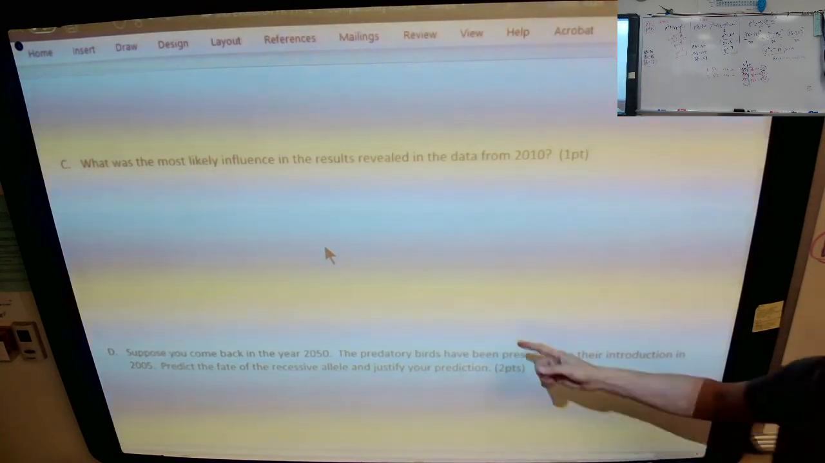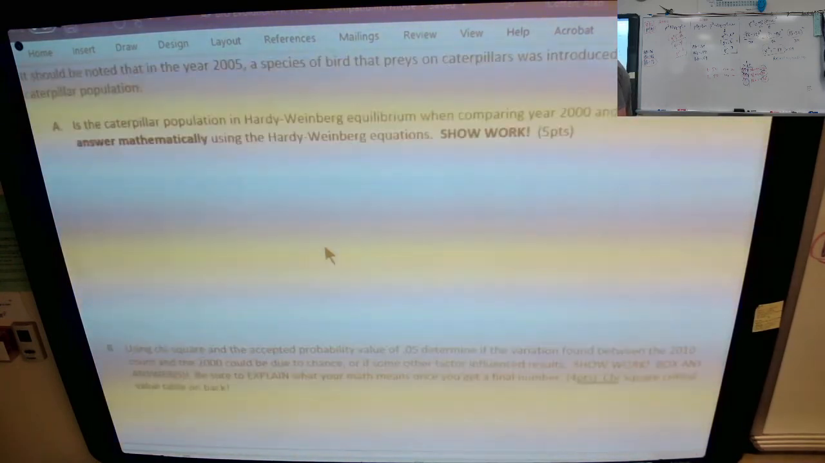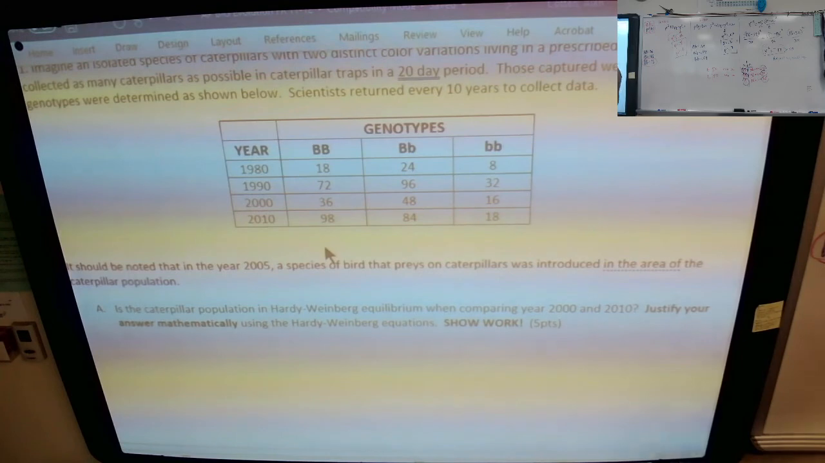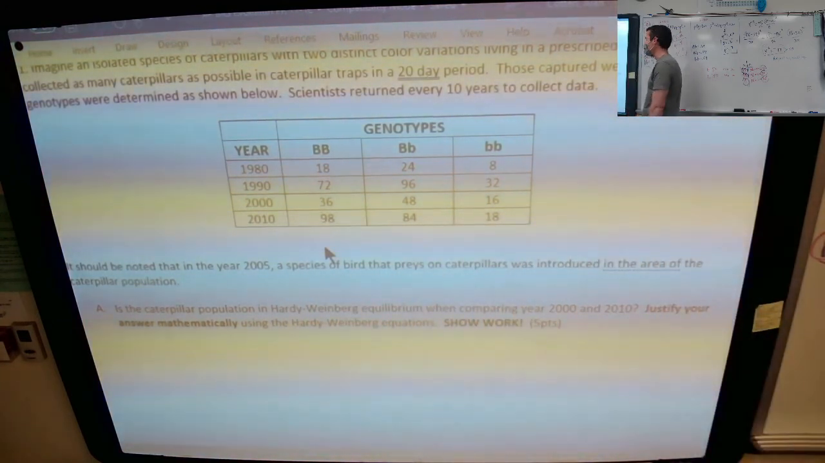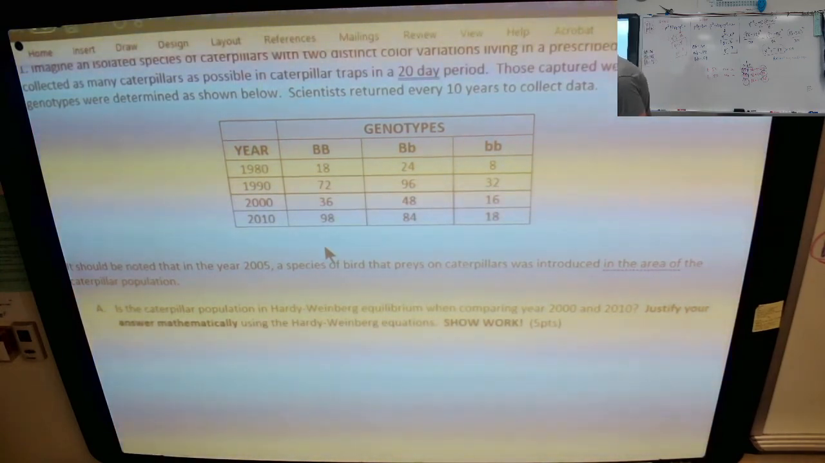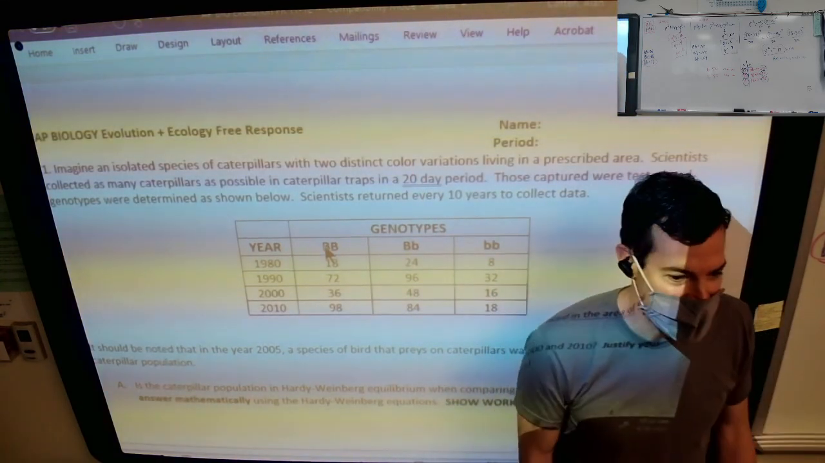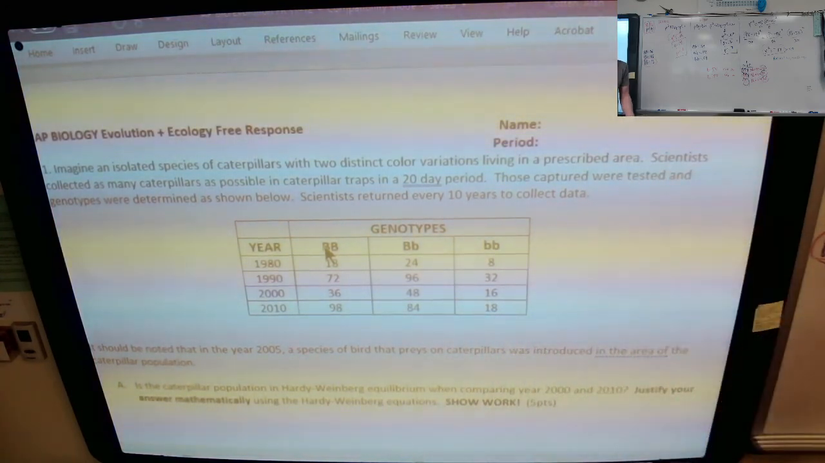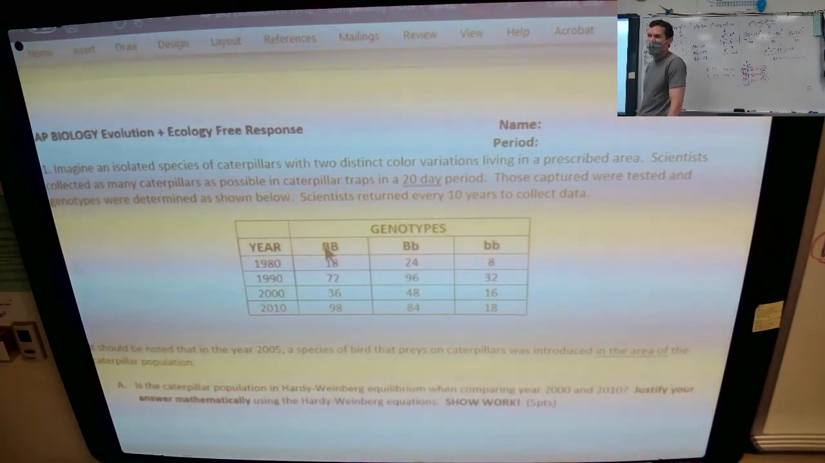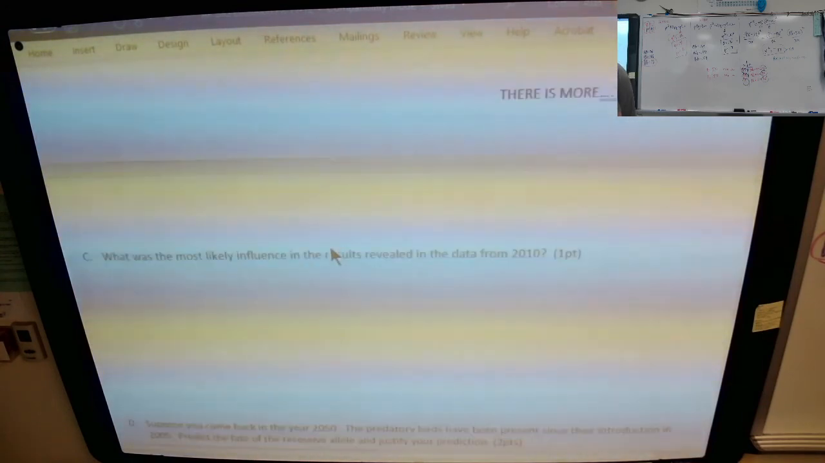what was the most likely influence in the results? Yeah, they introduced a bird in 2005, a species of bird that preys on caterpillars. So I think that bird is eating certain colors of caterpillars over others. It's set up here that there are two distinct color variations. So maybe one of the caterpillars blends in with the surroundings more. Maybe it's green and there's always green grass. Or maybe it's kind of tan and it's always amongst some dead grass. Maybe it's always kind of wintertime or something like that. So it was probably the bird.